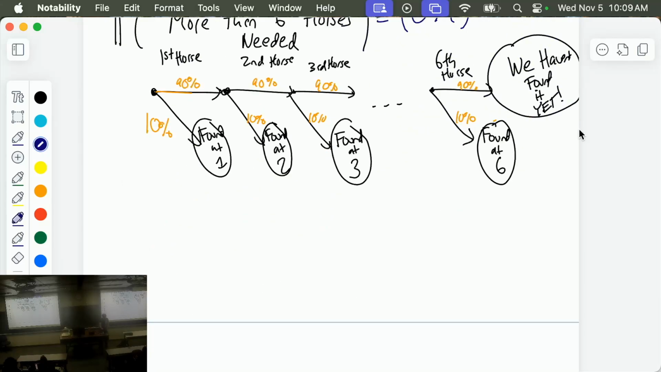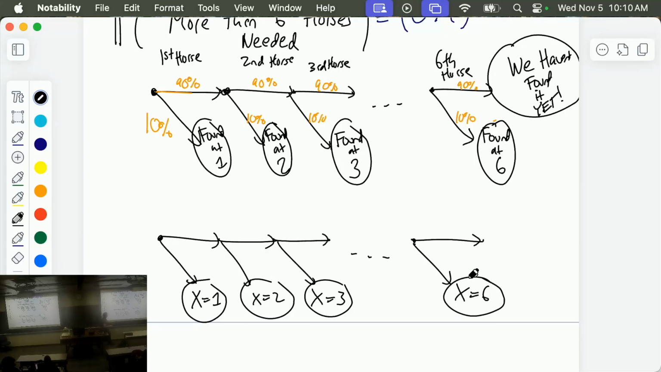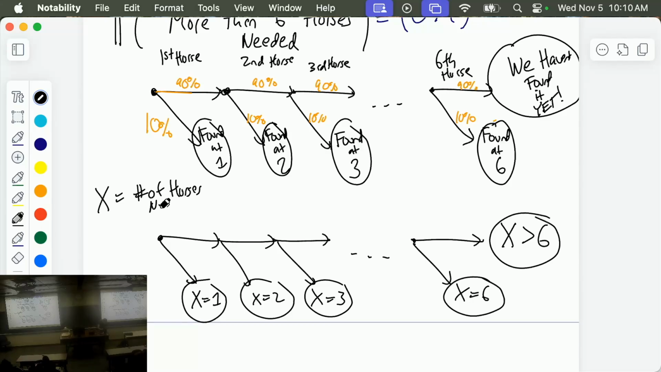So you could also do the geometric distribution. And this picture that we drew is actually our derivation of the geometric distribution. So if you draw the same picture again, and you say found at 1, instead you say x equals 1, and then you say, no, if it's not equal to 1, then x equals 2. So you replace found at 1, found at 2 with x equals 3, and so on. And then your last branch will have x equals 6. And what will we replace we haven't found it yet with? We'll replace it with the event that x is bigger than 6. So in other words, if you let x equal the number of horses needed, this is a geometric, and I believe it's a geometric 0.1.